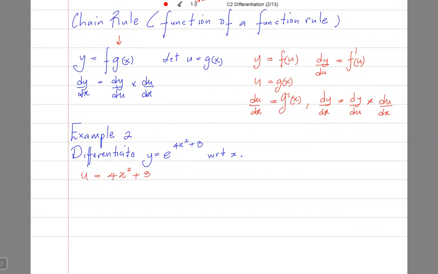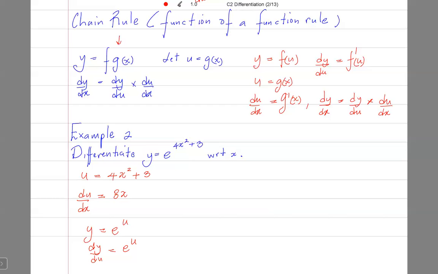So du by dx would be equal to 8x. Do you agree? Yes, sir. When you differentiate 3, you get 0. Now, y would be equal to e to the u. And remember, when we differentiate e to the u with respect to u, we're going to get back e to the u. So dy by du would be equal to e to the u.